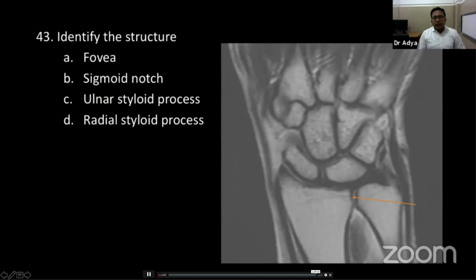Question 43, identify the structure, whether it is A, fovea, B, sigmoid notch, C, ulnar styloid process, D, radial styloid process. We are live, sir.